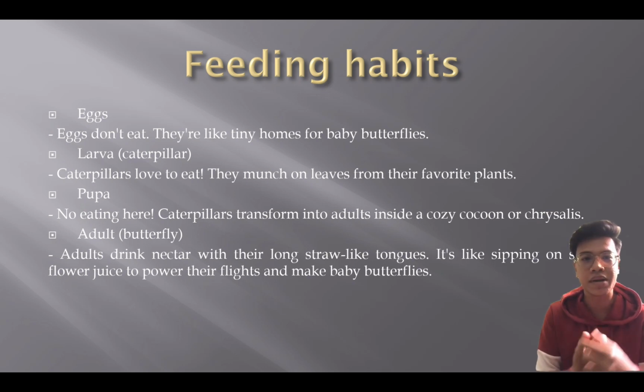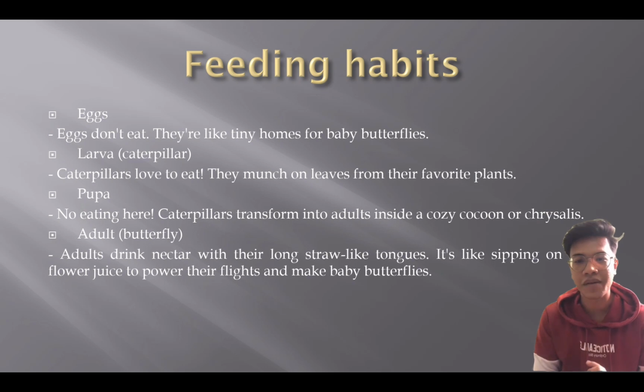When they become an adult, which is a butterfly, they drink nectar with their long straw-like tongues. It's like sipping on sweet flower juice to power their flights and make baby butterflies. So please enjoy the pictures and the video recording of the butterfly's life cycle.